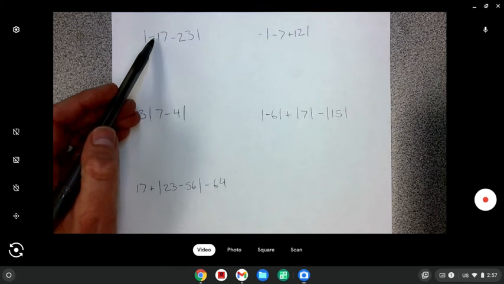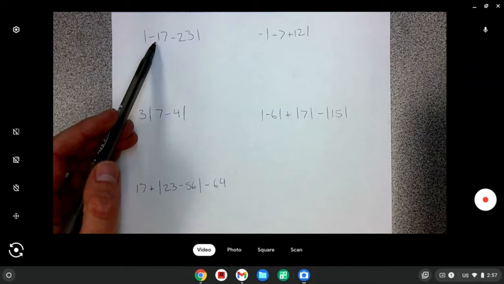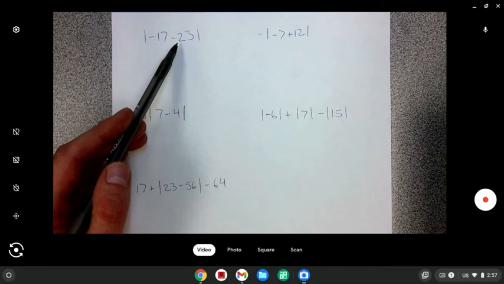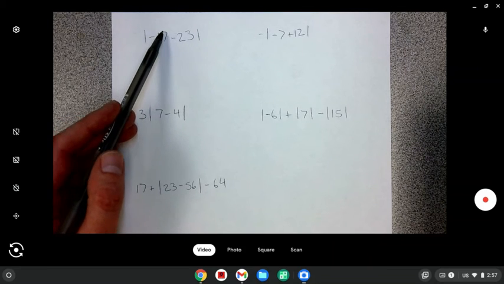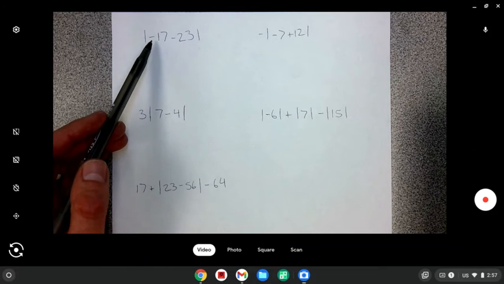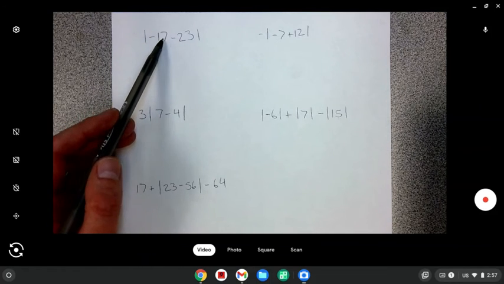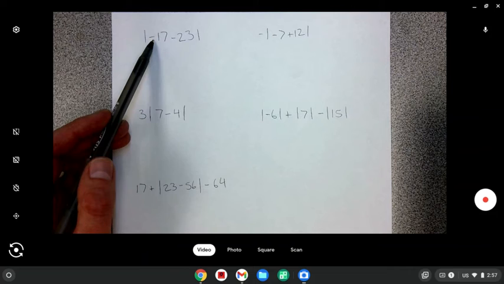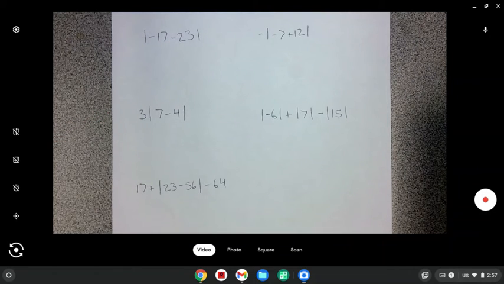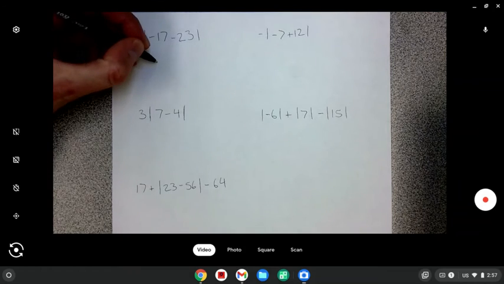Negative 17 minus 23. If I'm starting at negative 17 and I'm going to go less positive 23, I'm going to go more towards the negatives. I'm starting with negative 17 and I'm taking away positives. You can think about it with money. Starting at $17 in the hole, and now I'm spending $23 more on my credit card. So I'm going to have negative 40.